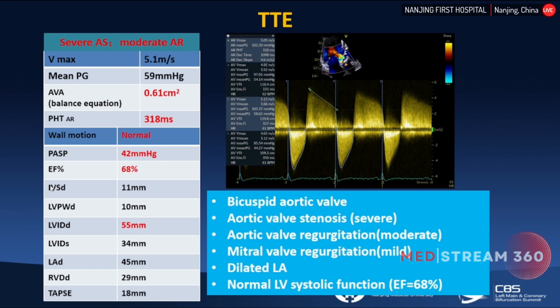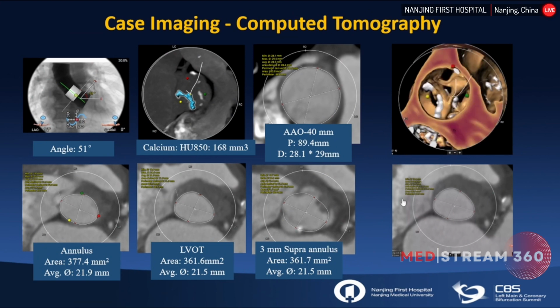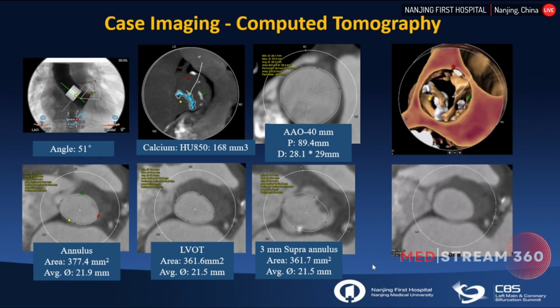And also you can see the LV function is normal. EF was 68% with a dilated LV chamber. LVIDd is 55 millimeters, and also with minor pulmonary artery hypertension, 42 millimeters of mercury. So before a decision, we also do the CT analysis for this patient.